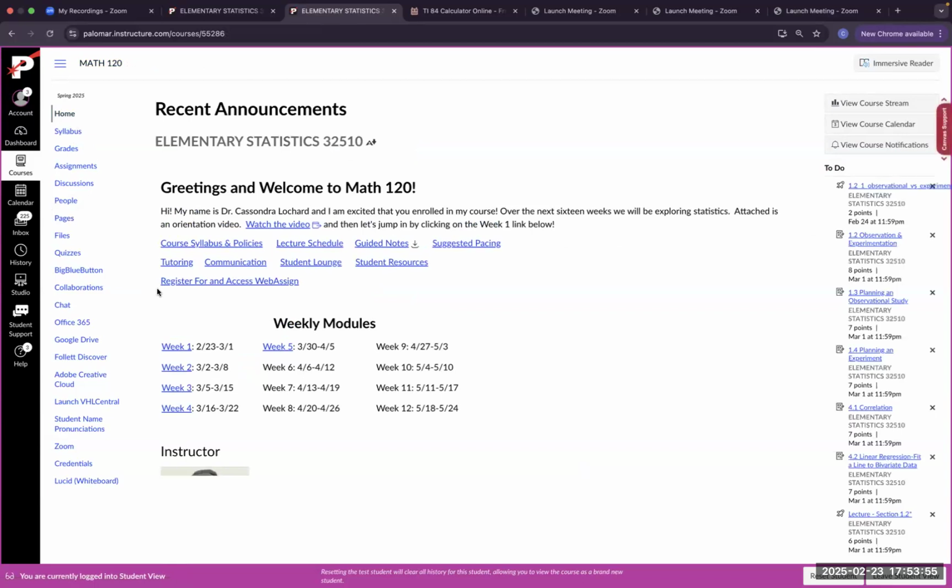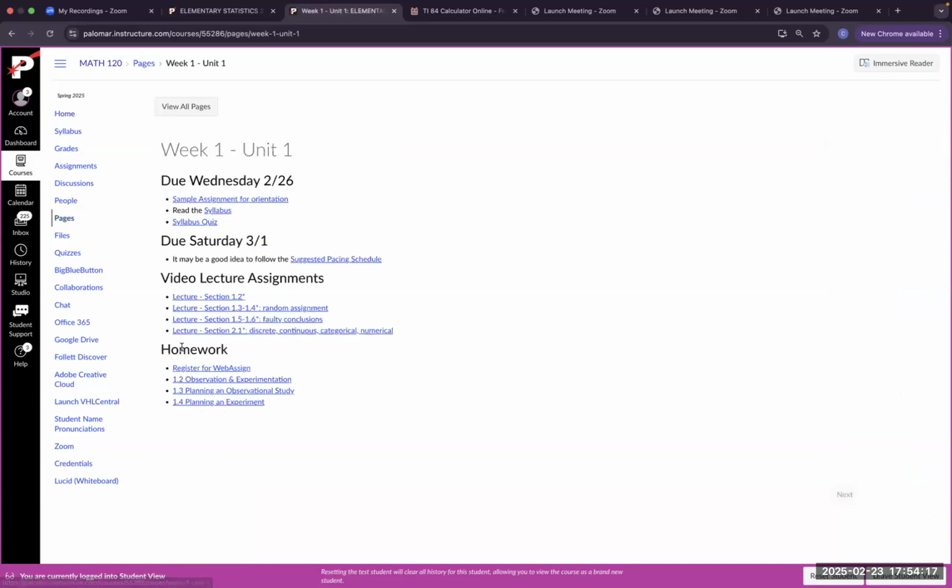And then this last link is to register for and access WebAssign. We will be using WebAssign for our homework assignments and for lots of our quizzes. This is to go straight to the WebAssign homepage, but you can access the assignments through Canvas just by clicking on them. Speaking of that, let's click on our first module, so week 1.